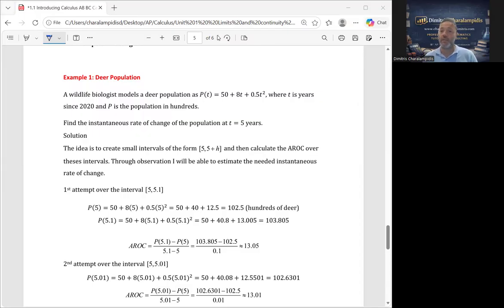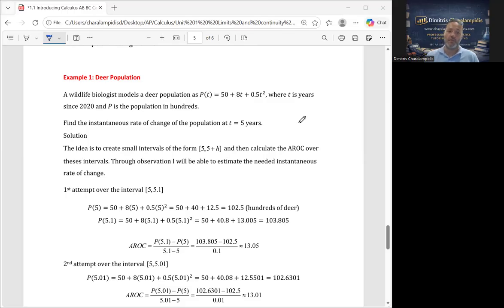So, let's see first what I have. A deer population is modeled by this given function. What I want to do is know something very specific. How fast is this population changing at exactly t = 5? Not between year 4 and 5, not between year 5 and 6, but exactly when t = 5. But remember that rate of change needs an interval. So, how can we calculate it at just one instant?